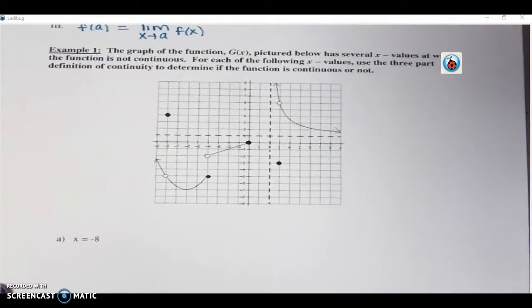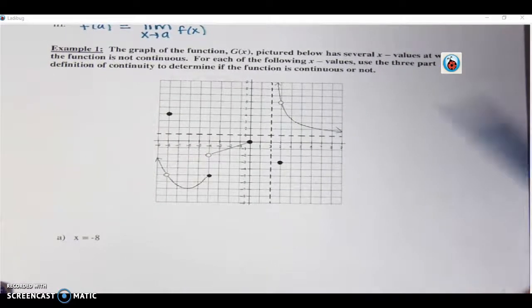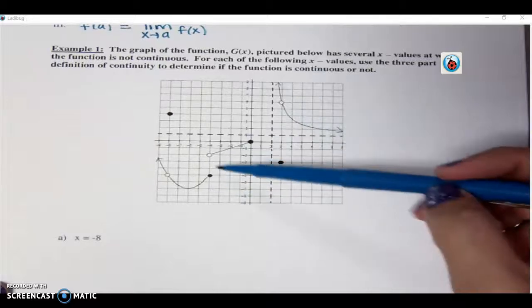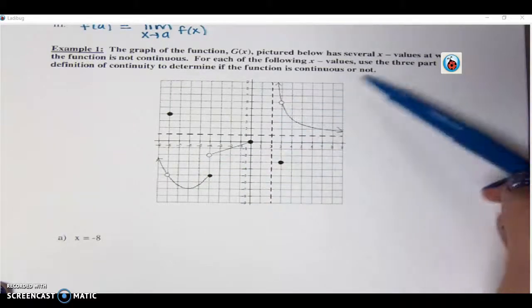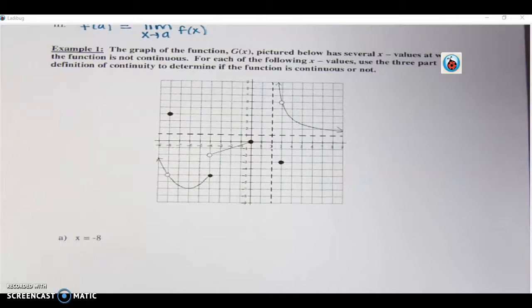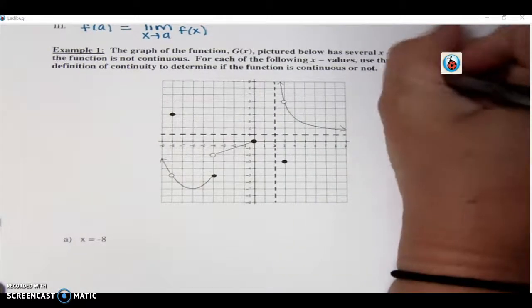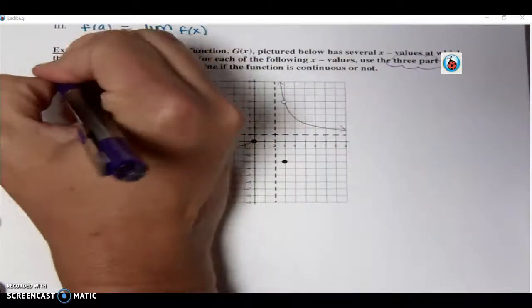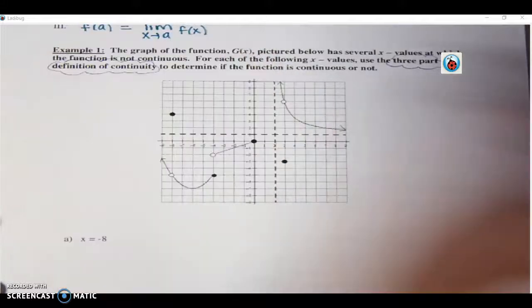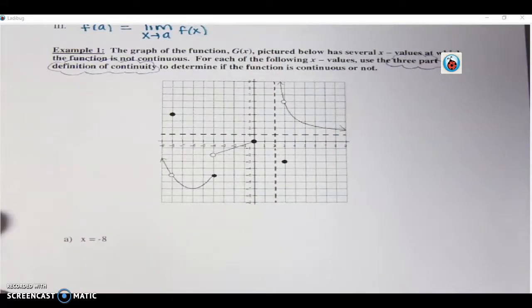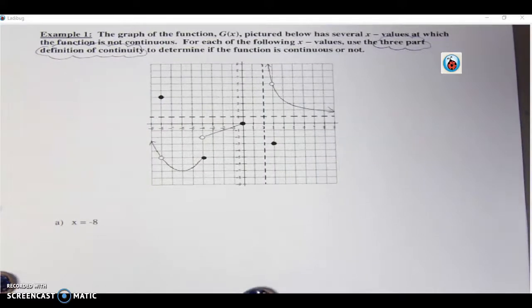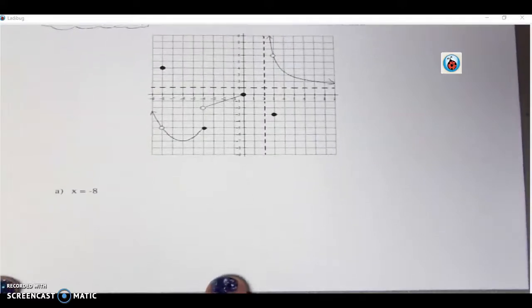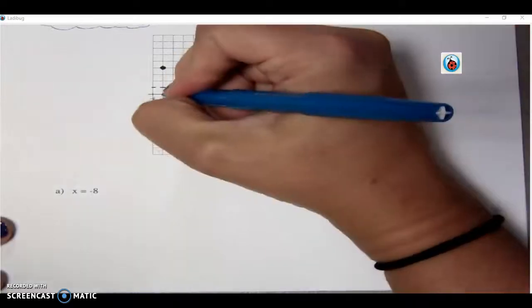So this is our graph of g of x, and it has a couple places where it's not continuous. So we have holes, jumps, asymptotes that we're going to look at. And when they tell you to use this, this is when you're going to use the 3-part definition of continuity, which is what we just talked about, to determine if it's continuous or not. So the first one we're going to be looking at is x equals -8. Okay. X equals -8, which is here.